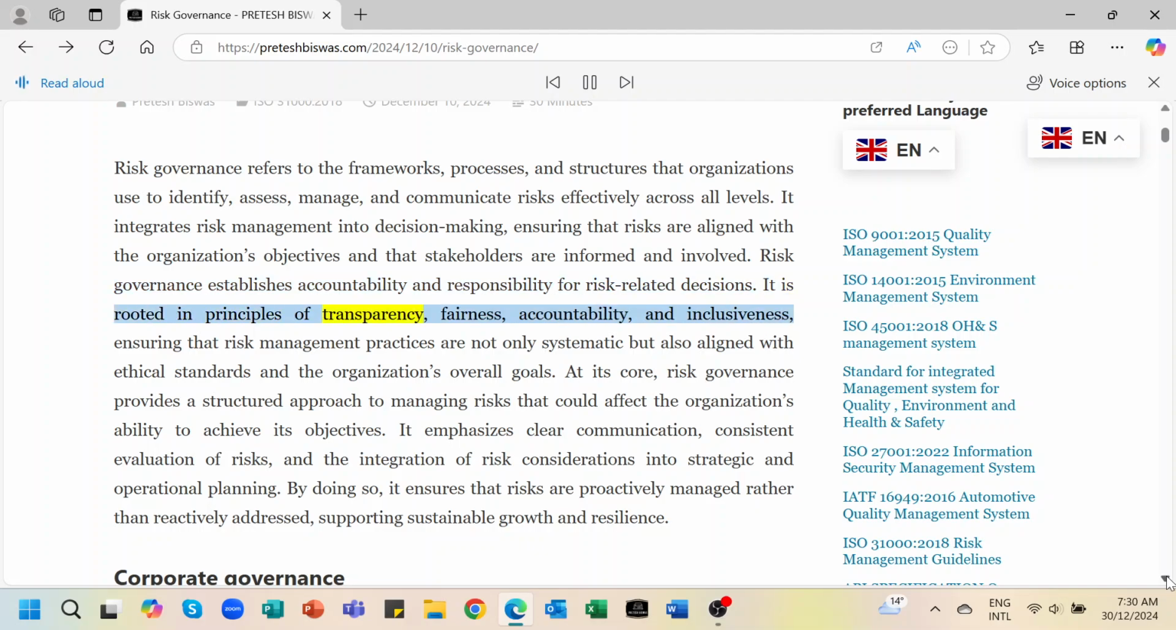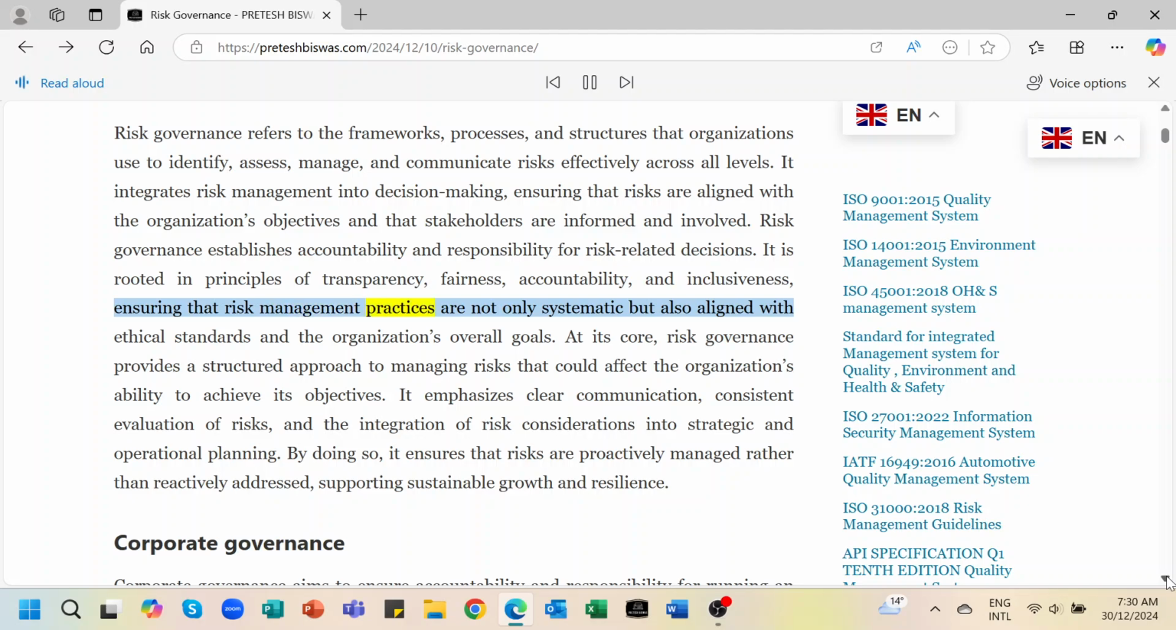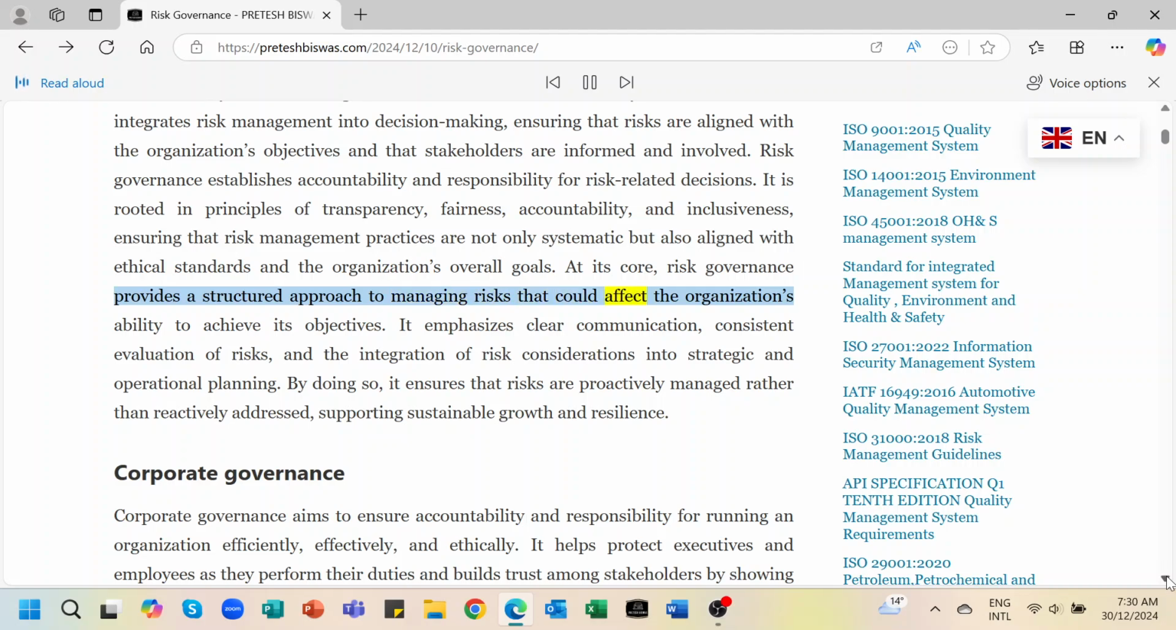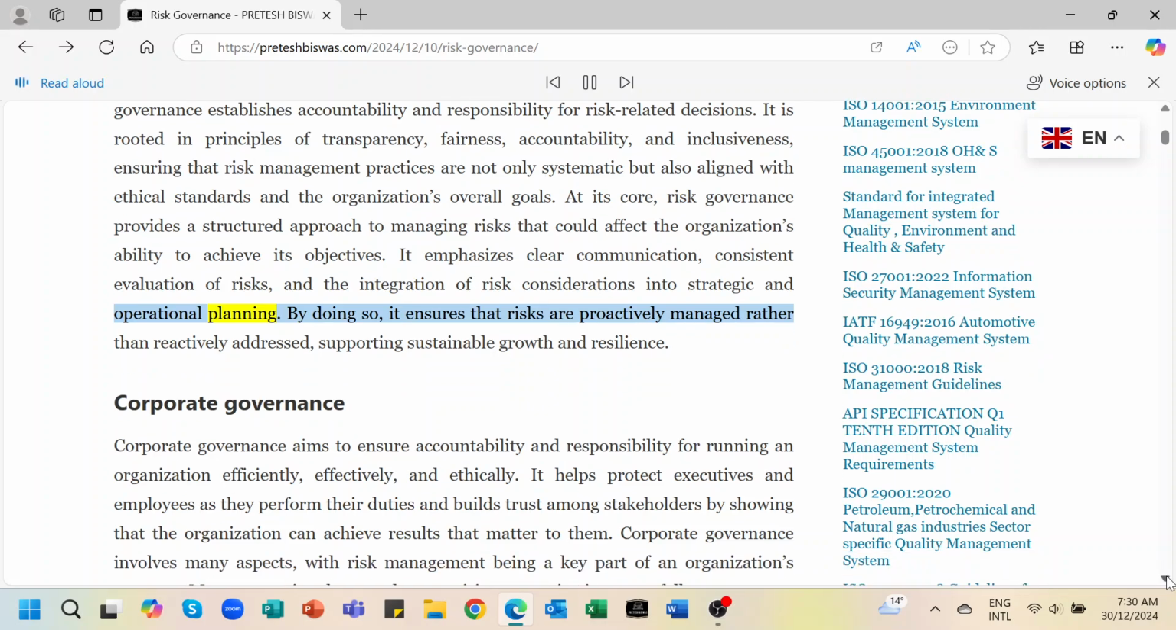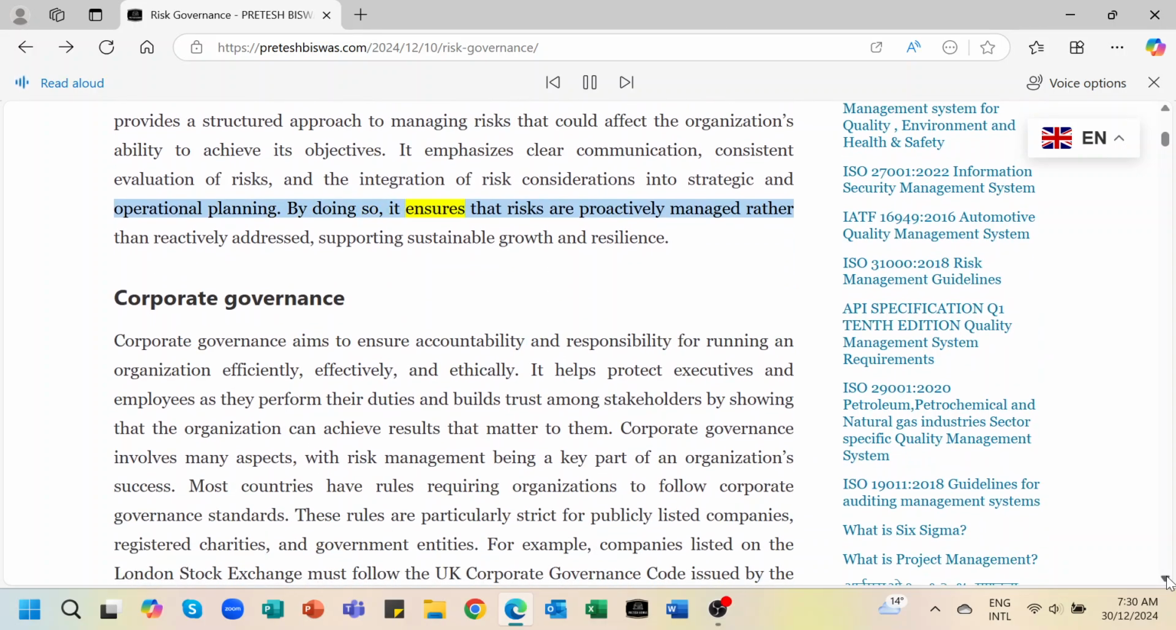It is rooted in principles of transparency, fairness, accountability, and inclusiveness, ensuring that risk management practices are not only systematic, but also aligned with ethical standards and the organization's overall goals. At its core, risk governance provides a structured approach to managing risks that could affect the organization's ability to achieve its objectives. It emphasizes clear communication, consistent evaluation of risks, and the integration of risk considerations into strategic and operational planning. By doing so, it ensures that risks are proactively managed rather than reactively addressed, supporting sustainable growth and resilience.